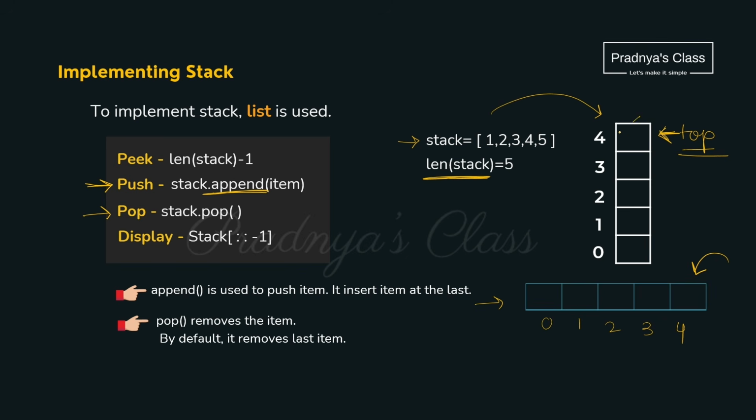It means what? We need to delete the last item. For that we already have a function related to list, that is nothing but pop. It will delete the last item by default. In this way we easily did the push operation as well as pop.